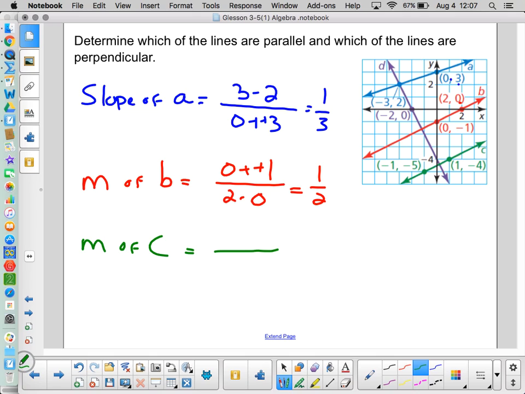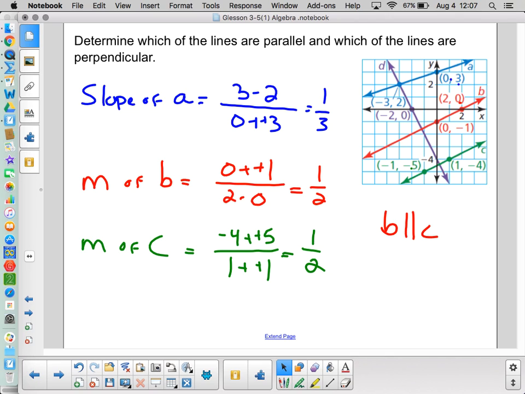Slope of line C, again, it's -4 minus -5 over 1 minus -1. Minus a negative becomes plus positive, so that's 1/2. Aha! B is parallel to C. We've just figured that out. They have the same slope.